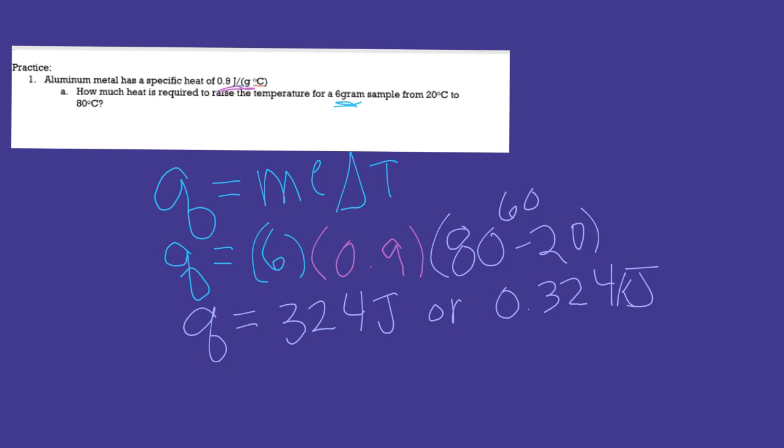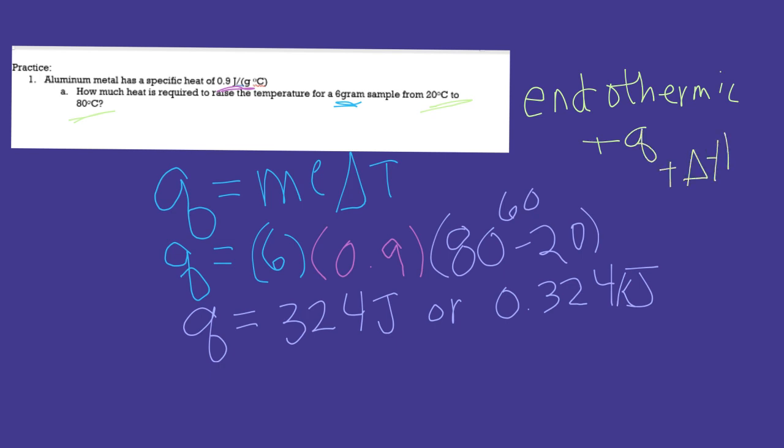And let's go back and make sure that we like our sign. So we went from 20 degrees to 80 degrees. That means we increase in temperature, which means we absorbed heat energy. So this would be endothermic. And if it's endothermic, you should have a positive Q or a positive delta H value, and we got a positive value. And I always think it's a good idea to actually just go back in and actually put the sign as a double check that you got what you intended to get.